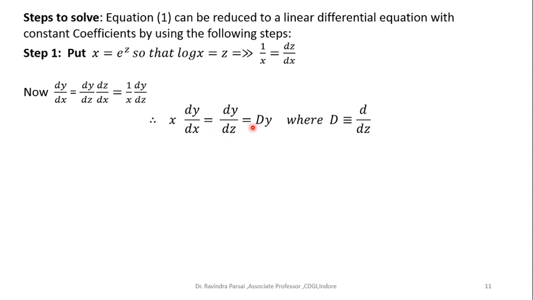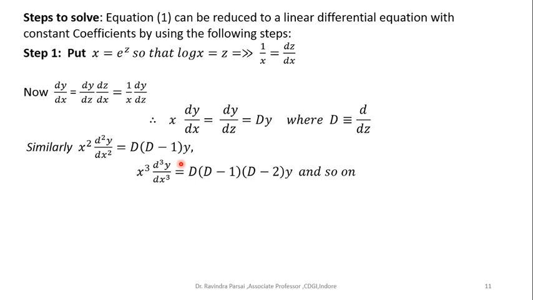So that is, you write down in operator form here: x multiplied by the left side, x dy by dx equal to dy by dz, that is, this can be written as D into y, where D equals d by dz. Now similarly we can obtain the value of the second order derivative as x squared d2y by dx squared equal to D into (D minus 1) of y, and similarly you can find x cube d3y by dx cube. One more factor is introduced here, so D into (D minus 1) into (D minus 2) over y, and so on.